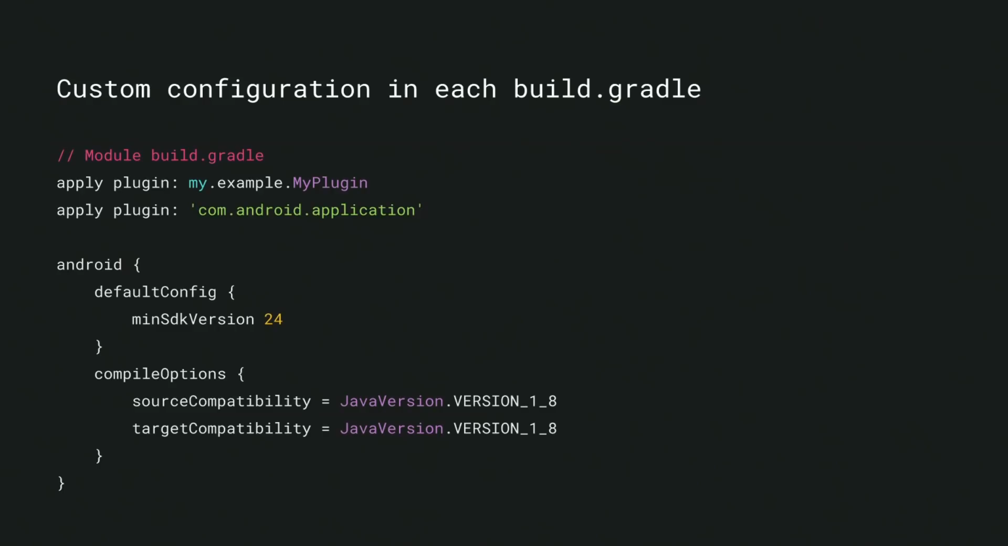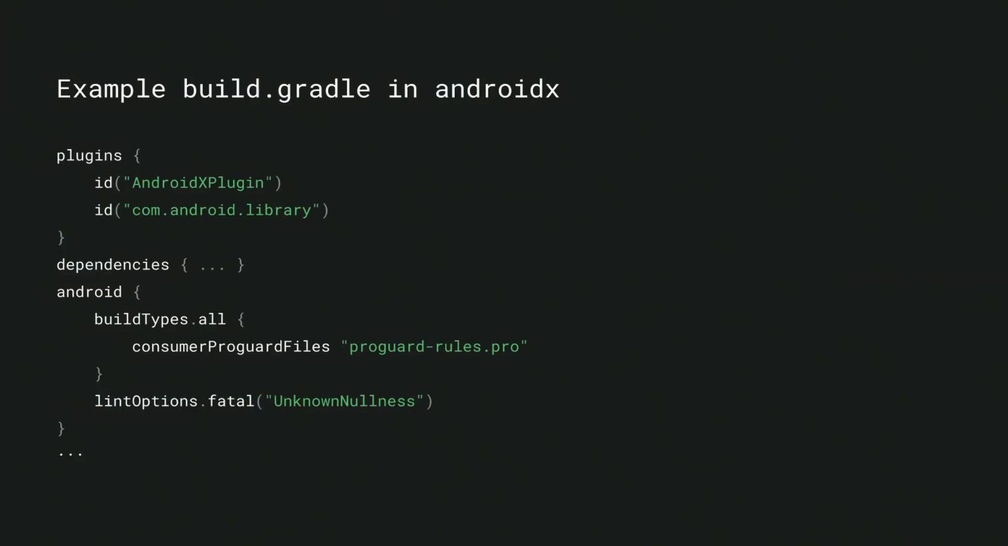So the first option is just to set those custom values in each library build.gradle file. In this example, we're setting a different minimum SDK and different target Java version. And in AndroidX, we did exactly that. So this is a real example from lifecycle runtime build.gradle. We simply apply the AndroidX plugin and the Android library plugin. We set up the dependencies and just add some options for the Android DSL that are specific to this library. Like this library actually has ProGuard configs that we want to ship inside of the AAR.